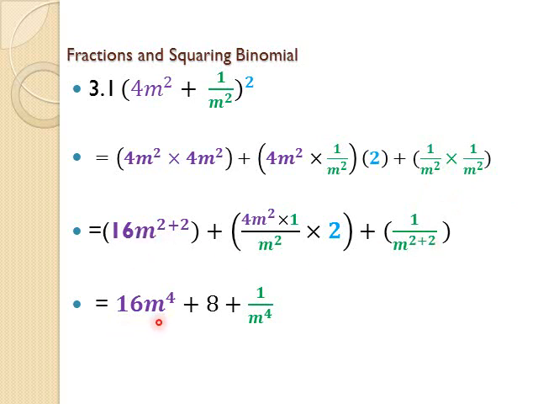So that becomes 16m to the power 4. The m squared cancels with m squared. 4 times 2 would give me 8. And that simply becomes 1 over m to the power 4. So this variation you'll find a lot in your past exam papers where we test squaring binomial. One is given as a fraction.